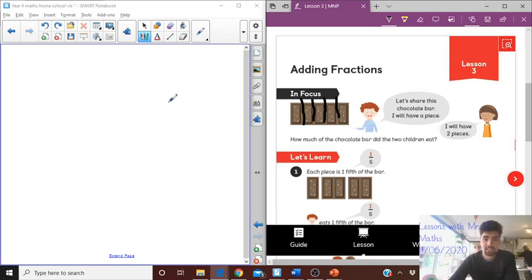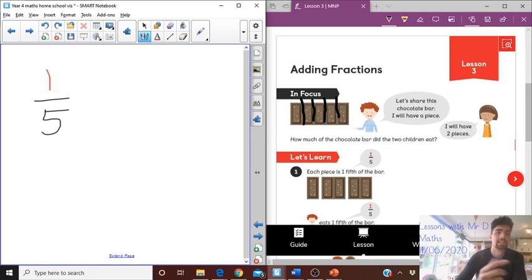This guy's going to have a piece. So if he's having 1 piece of that chocolate bar, what is that as a fraction? Okay, a whole split into 5 pieces, and he just has 1 of those parts. He has 1/5. The girl, she has 2 of those parts. The whole is the same, so the denominator is the same, the parts that I split it into are the same, but she has 2 of those pieces.